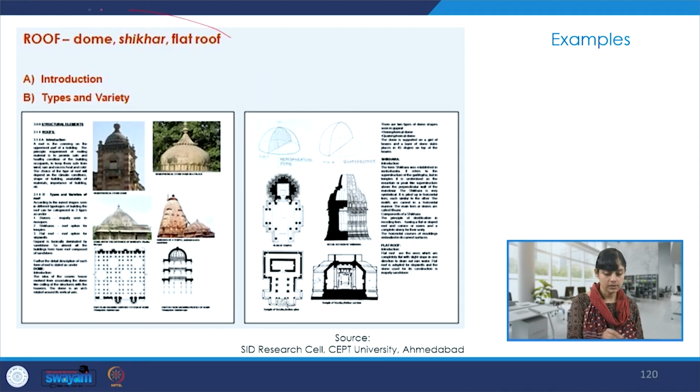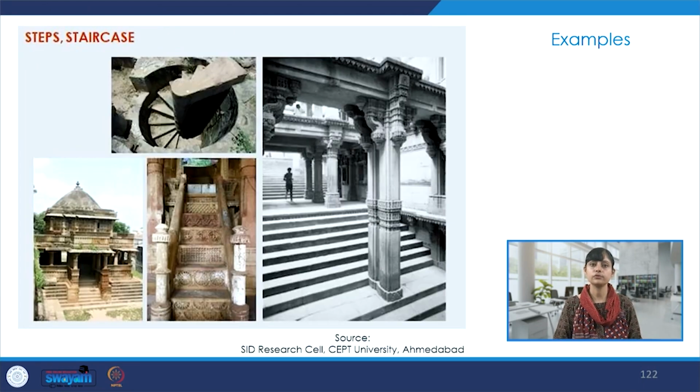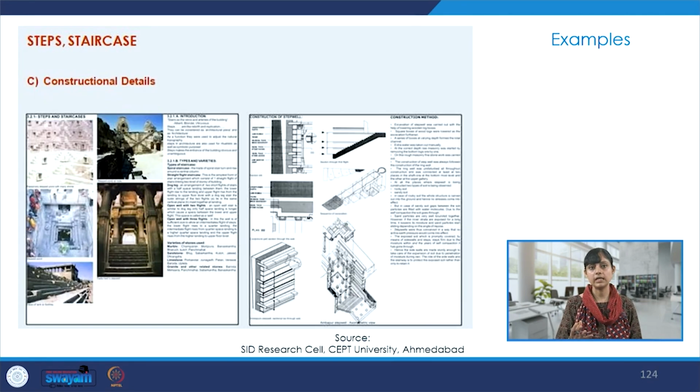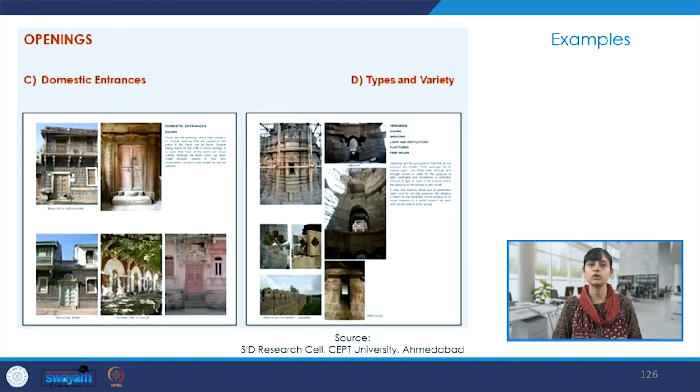There are examples of dome, shikhar, flat roof, all within the overarching umbrella of roof. Some more details about the construction of roof. Then steps or staircases. So these are all space-making elements, and these are the details that you find in this book. I have shared the details in the references. Also openings, arched entrances, monumental entrances, gateways, all of those.